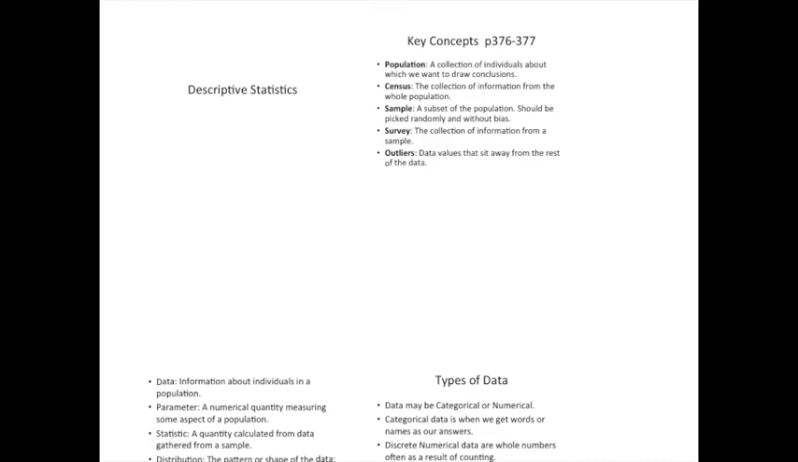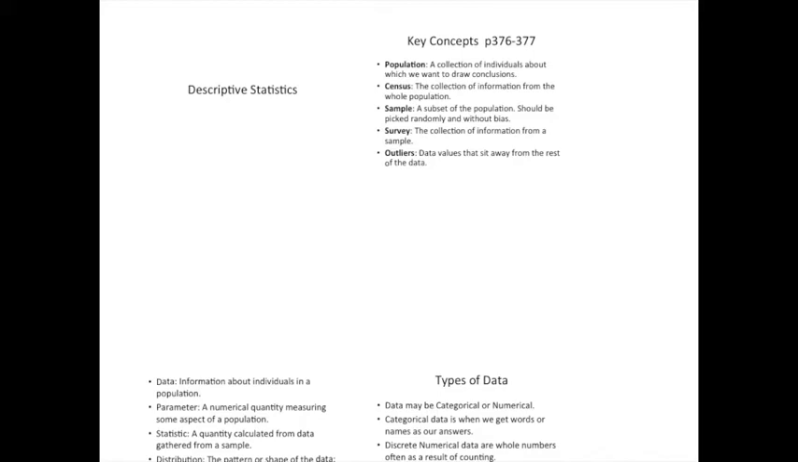Basic statistics. So, girls, here's some words. A population is a collection of individuals about which we want to draw conclusions, but it's the whole collection. So if I want to know about adults in Sydney, I actually have to consider every adult in Sydney. Whereas a sample is just a group of that, like a random group of those adults. Census is the collection of information from the whole population, whereas a survey is a collection of information from just a sample.